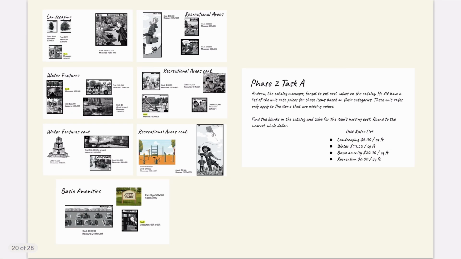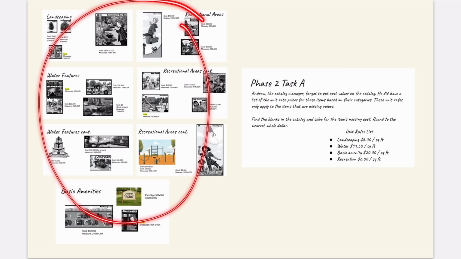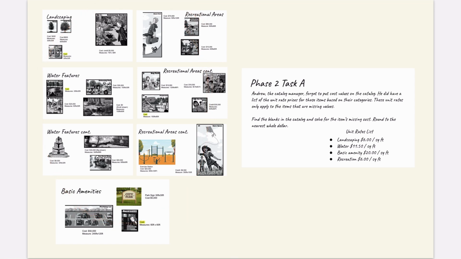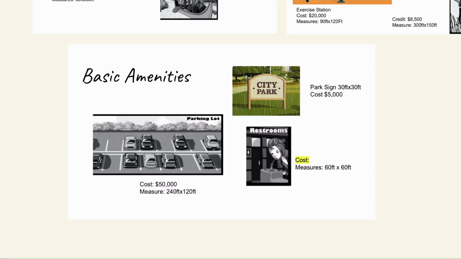On Monday, we looked through our catalog. Remember that some of these items were missing a cost. So a cost was missing. And you're going to read through task A. You're going to utilize our unit rates list to compare those values with what we are given. So for instance, one of them was our restrooms. It was missing a cost.